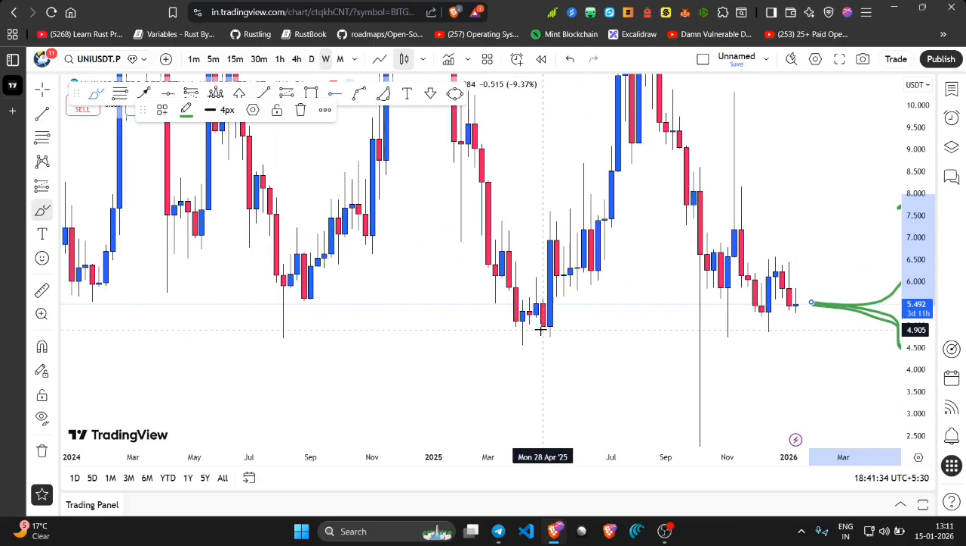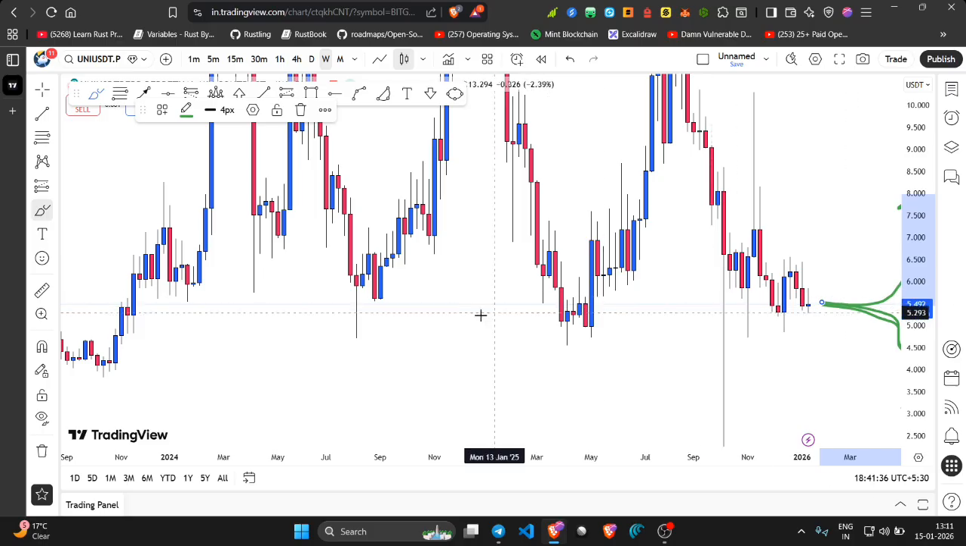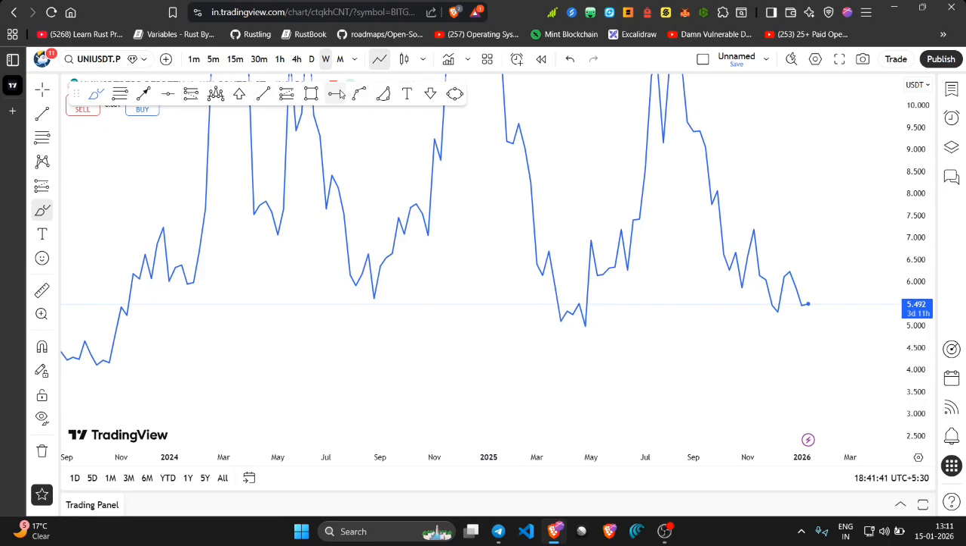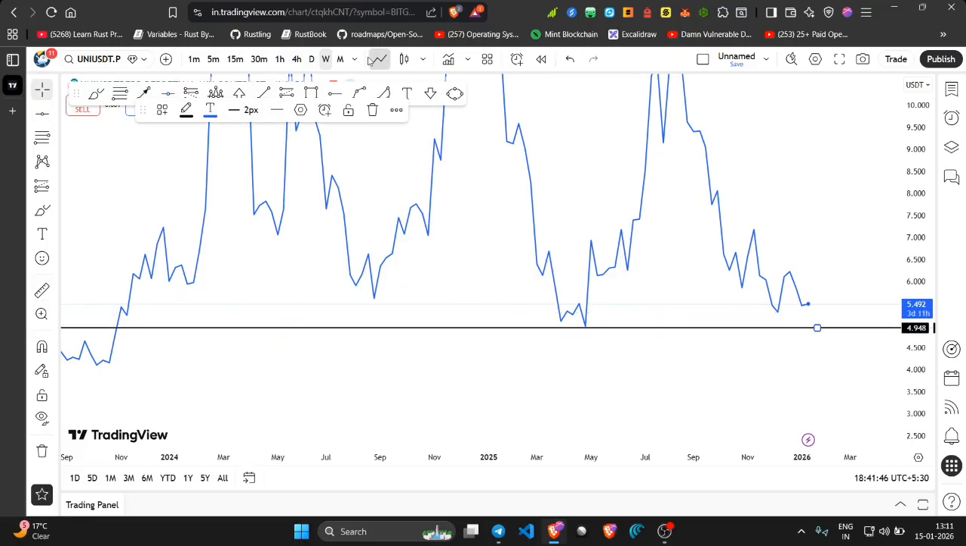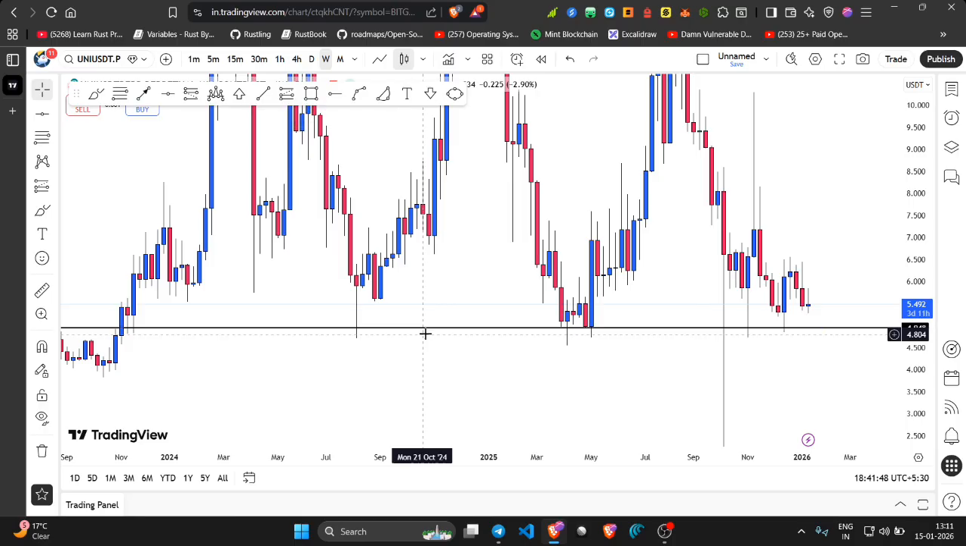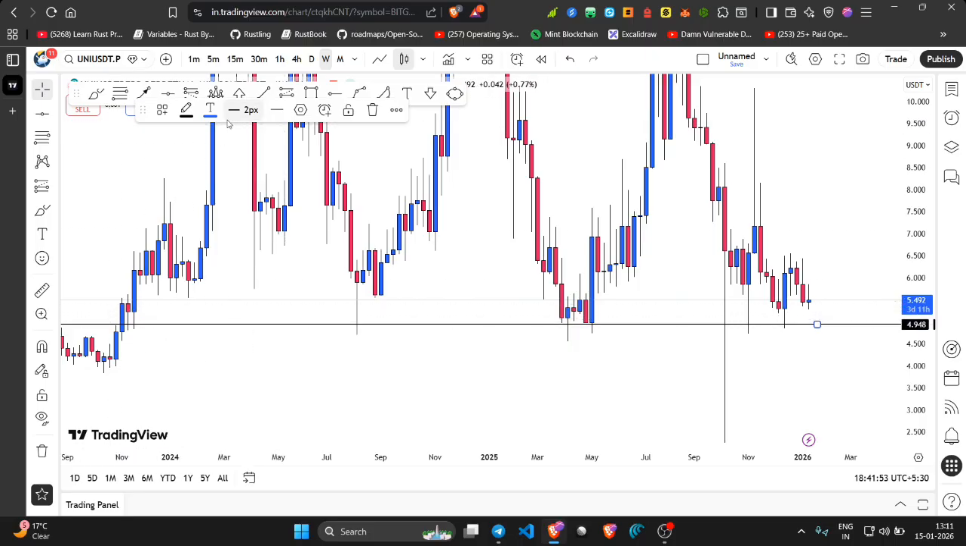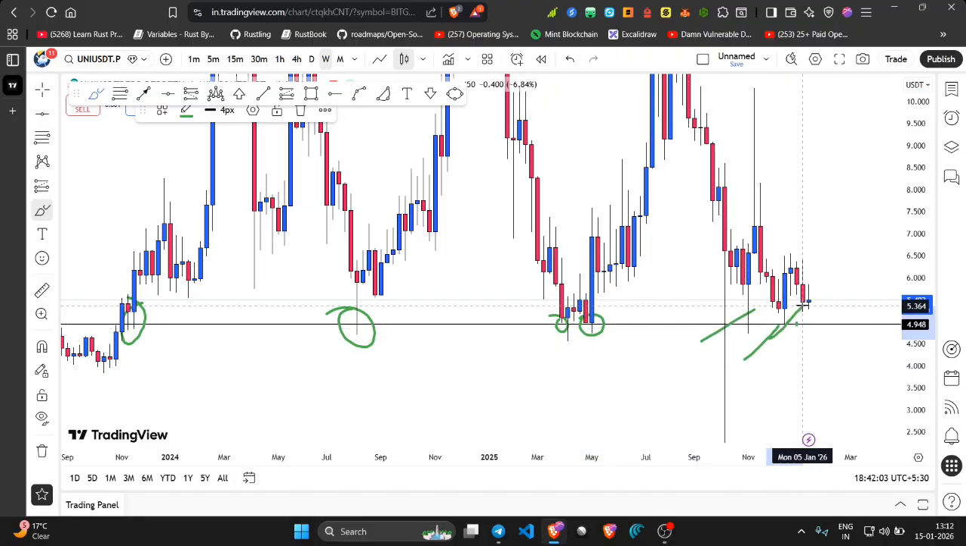On the weekly time frame, you might not get much, but I will tell you what you can see. Let's convert the chart into a line chart, and I will draw a simple support line. This is not the exact support, but you can see that whenever the market comes to this point, first hit, second hit, third hit, fourth hit, fifth hit, the market gives a good bounce back.